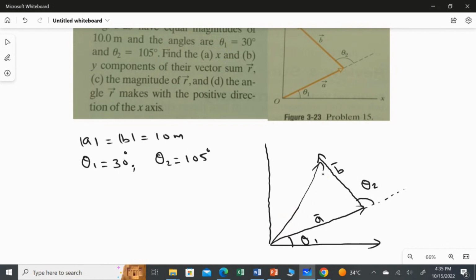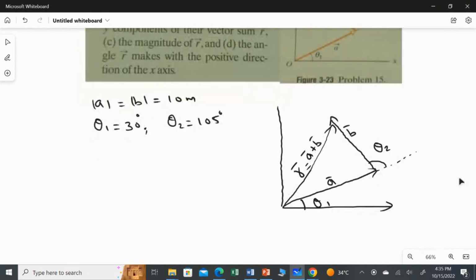This is the resultant vector, which is nothing but the addition of the a vector plus the b vector. Now you have to find the x component of R and the y component of R. For that, first of all, you have to write the a vector's x component and y component. By using the magnitude, we can easily find them.